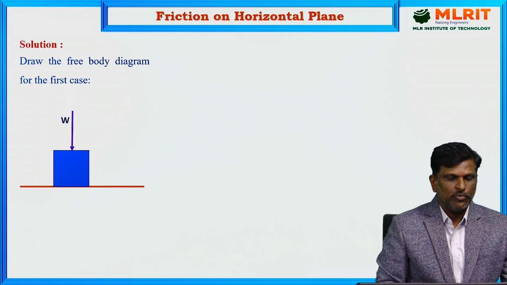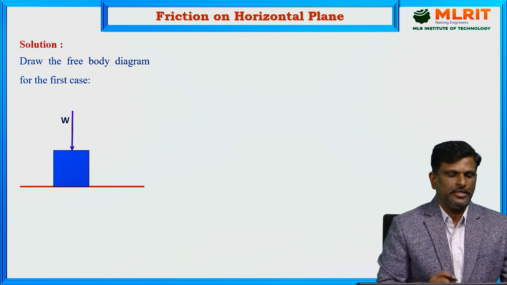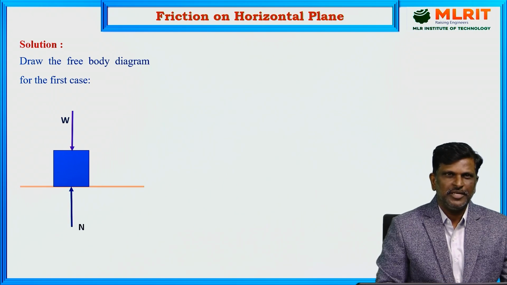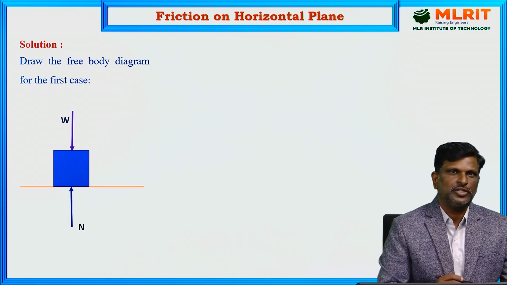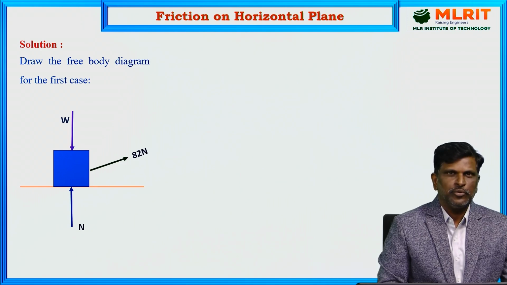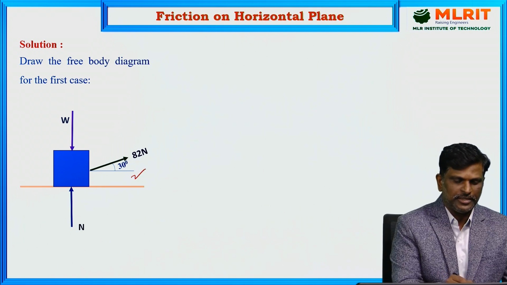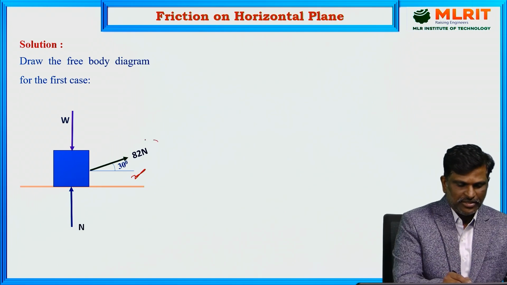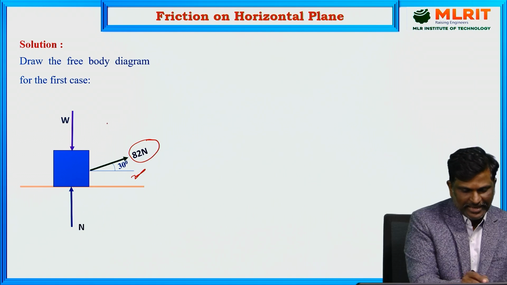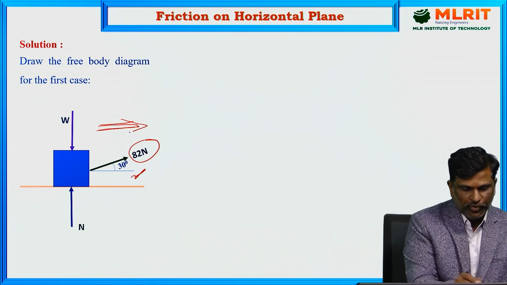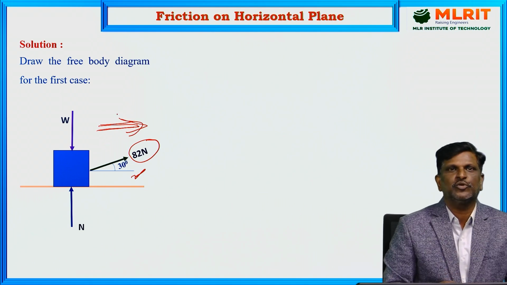The weight of the block always acts vertically downwards, and the normal reaction will always be perpendicular to the contact surface, and a pull of 82 newtons at 30 degrees to the horizontal is acting on the body. Due to the action of this 82 newtons, the body tends to move towards the right side. This is the direction of motion.